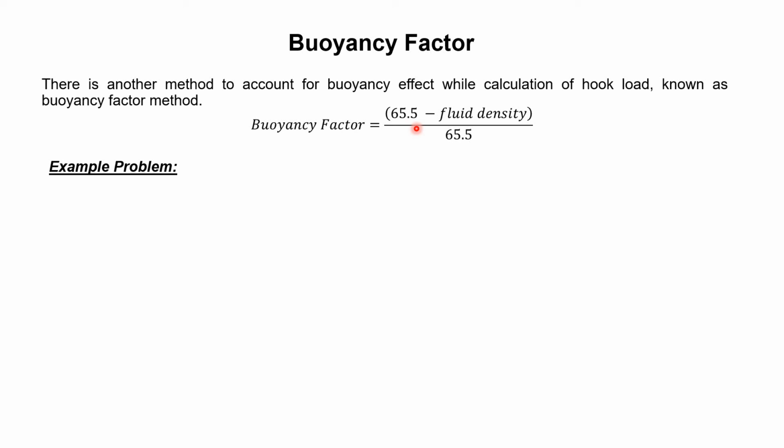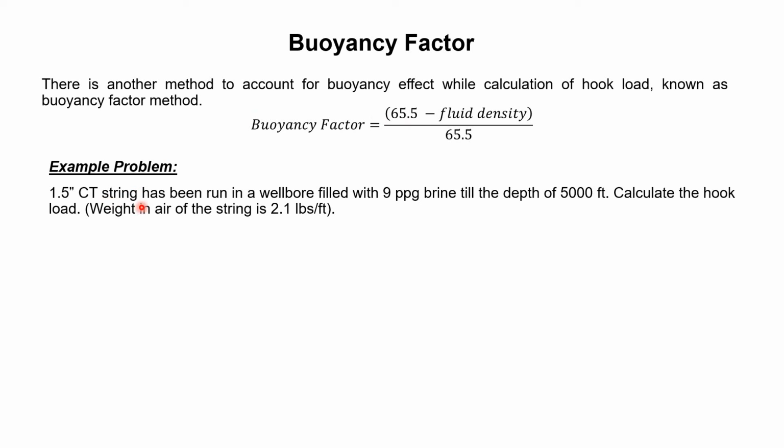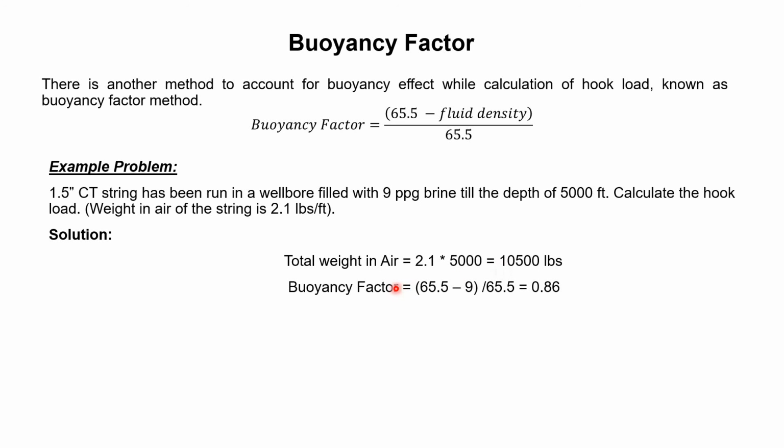We'll understand the buoyancy factor with the help of this example problem. Here we have 1.5 inch CT string which has been run in a wellbore filled with 9 ppg brine to a depth of 5000 feet. We have to calculate the hook load, and the weight in air of the string is 2.1 pounds per foot. Now we will calculate hook load using the buoyancy factor method. First, we calculate the total weight in air: 2.1 pounds per foot multiplied by the total length of the string, 5000. We get 10,500.